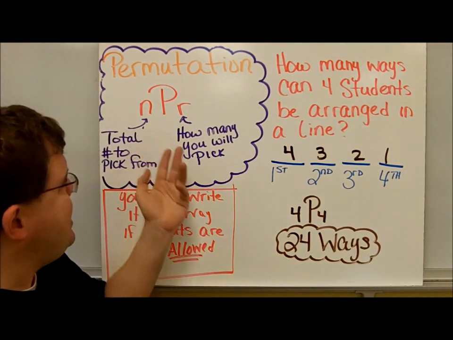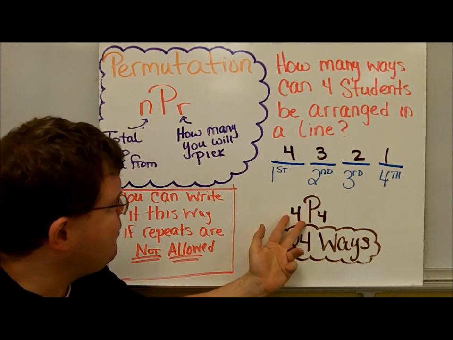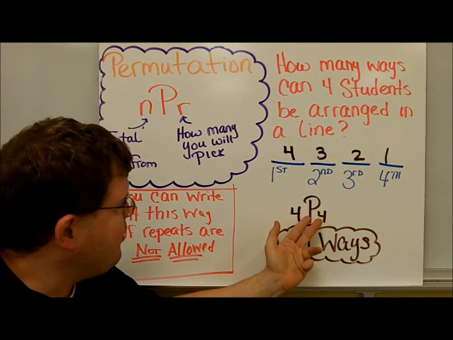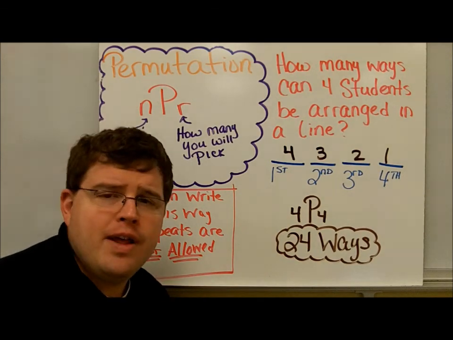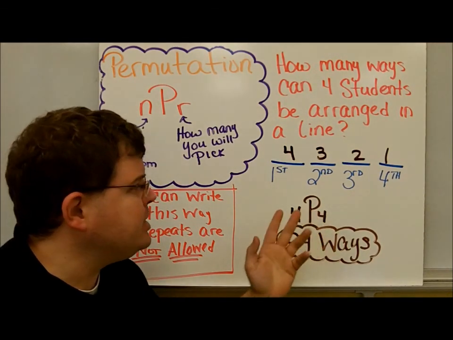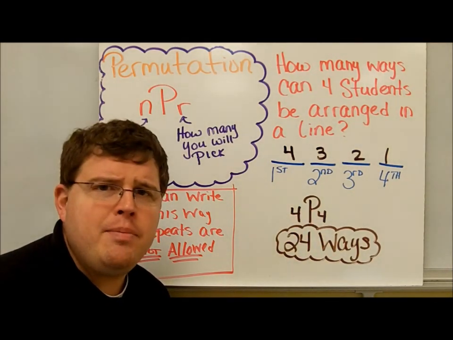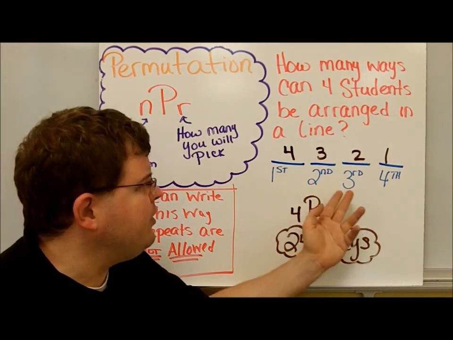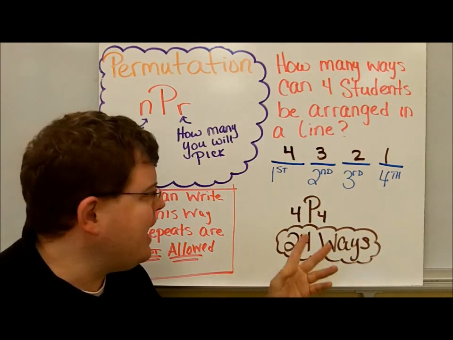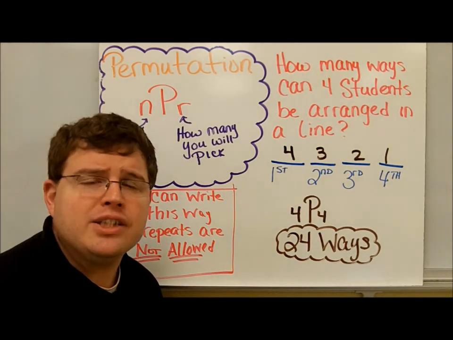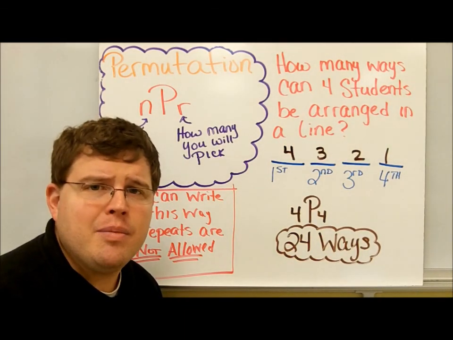And so we have 4p4, meaning we have 4 people to choose from. We're going to arrange them, and we're going to pick 4 of them. Now, this notation only works if you cannot repeat. If I could put Sue in 2 different spots, then I cannot use this notation. We'll actually see an example like that in just a couple of moments.